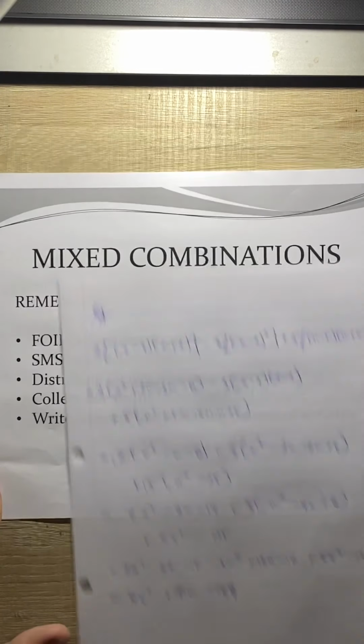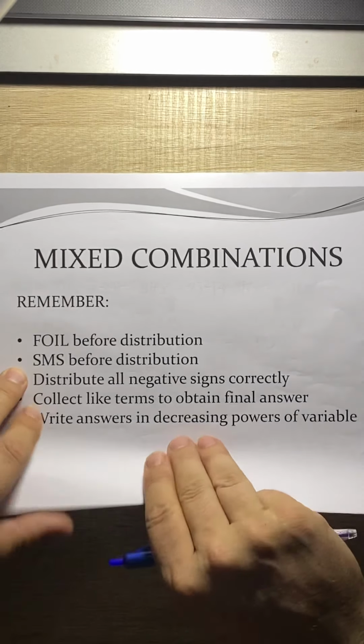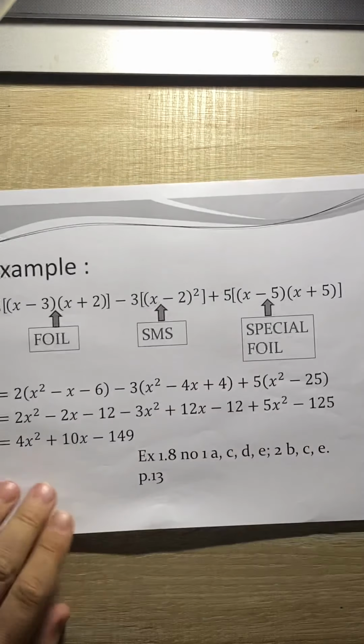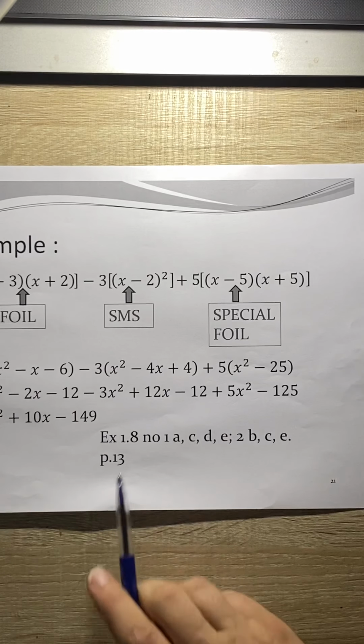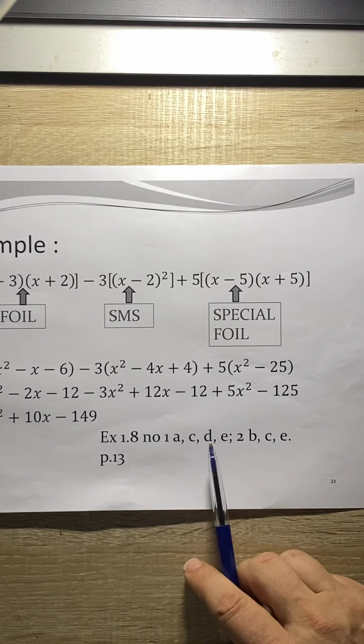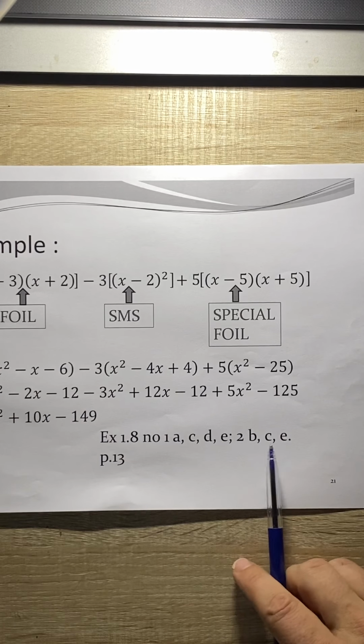All right, grade 10s, what I would like you to do for homework is exercise 1.8, numbers 1A, C, D, E, number 2, B, C, E for me, please.